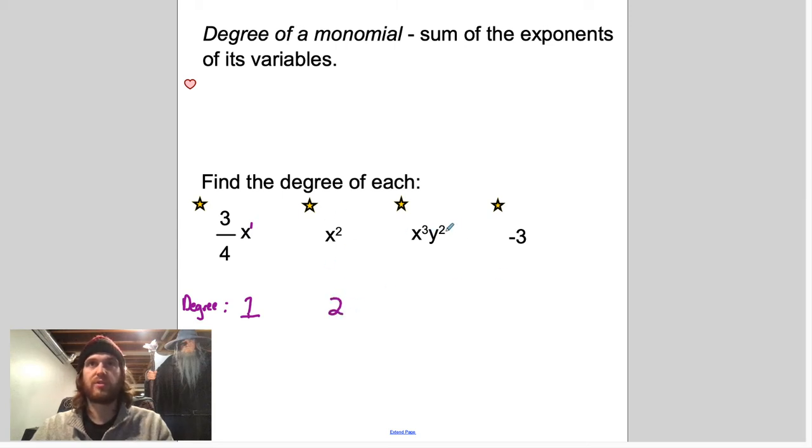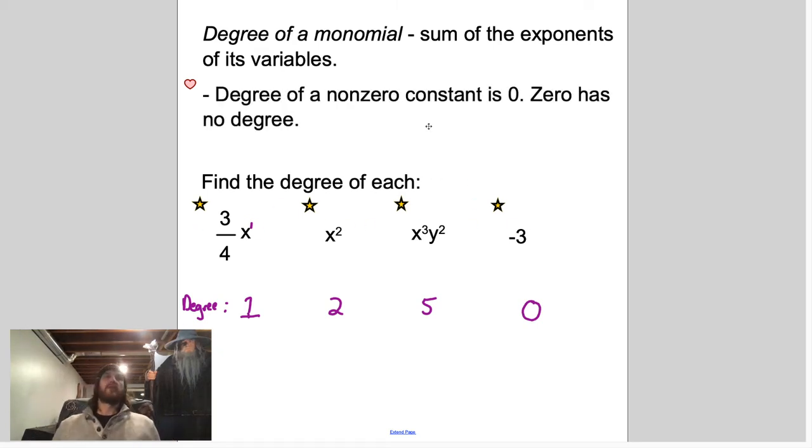Uh-oh, we have two variables, so what do we do? We're going to add up their exponents. This is degree 5. And here, there are no variables at all, right? So how could they have an exponent? Well, you could write it like 3 times x to the 0, because x to the 0 is 1. So we say that this is degree 0. That is how you identify the degree of a monomial. So the degree of a non-zero constant is 0, and 0 is said to have no degree.